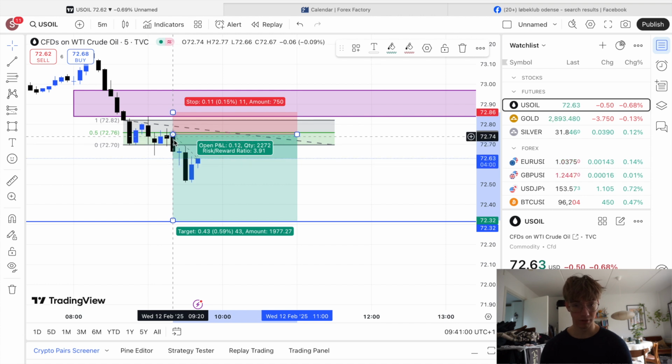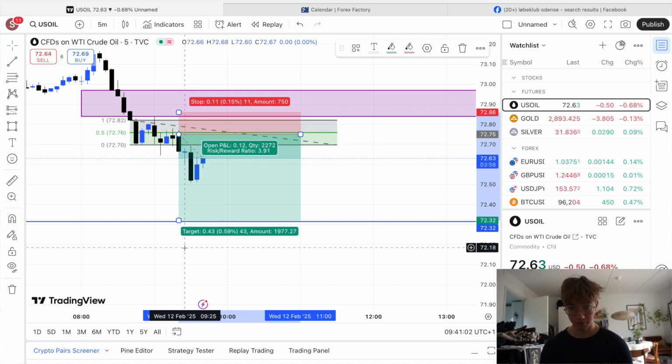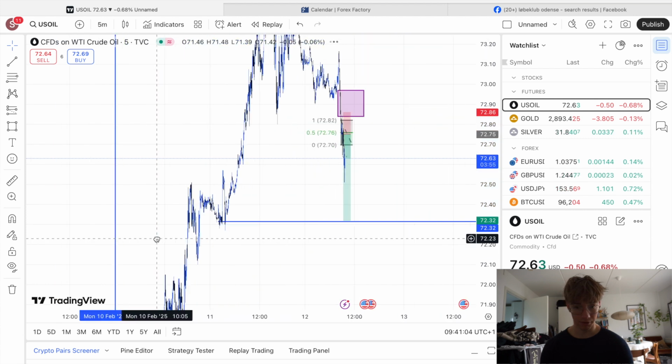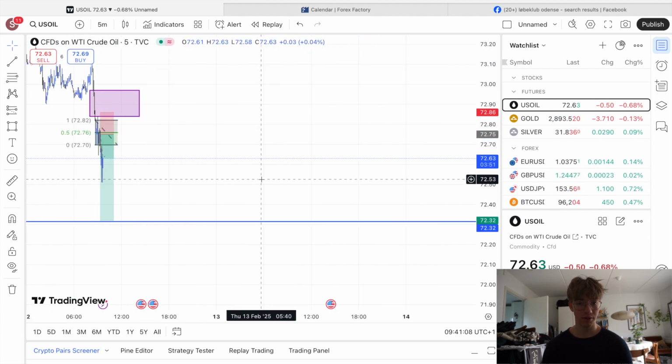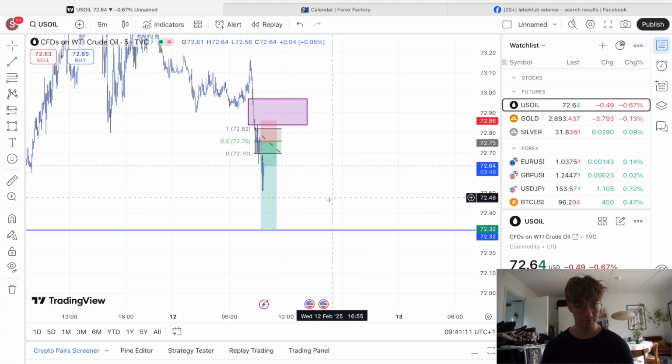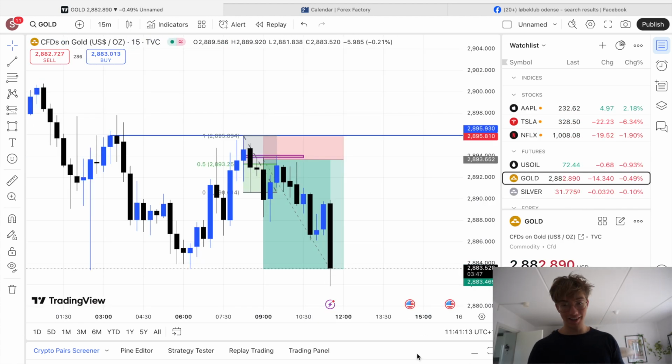And now it looks like this. The area of take profit order, my target is down here. So let's see where these trades go. We finally hit take profit. That took a while, or I mean, it didn't.